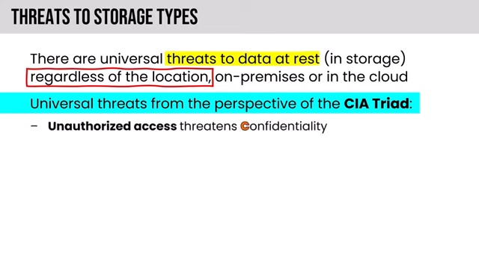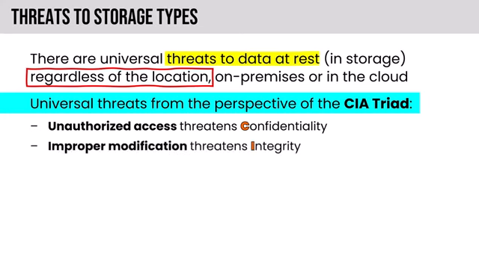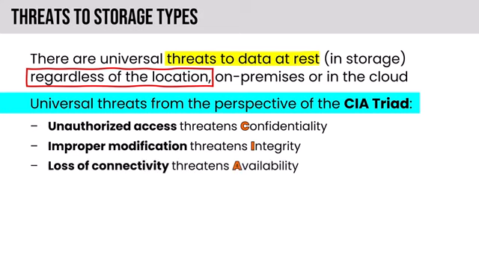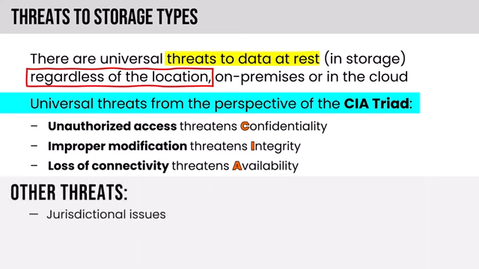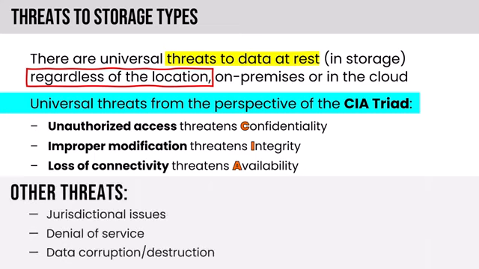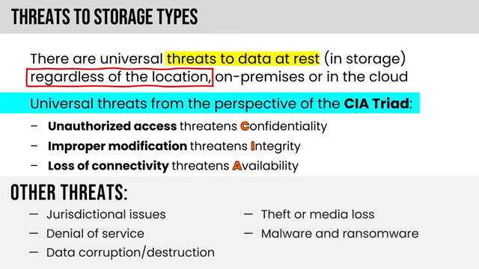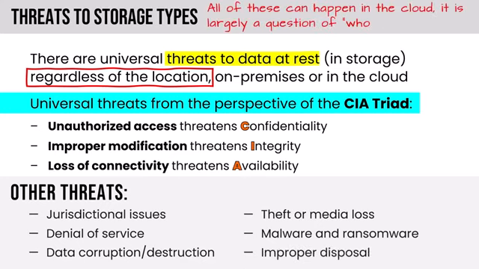So unauthorized access threatens confidentiality. Improper modification of data threatens integrity. And loss of connectivity threatens availability of that data. Other threats include jurisdictional issues, denial of service, data corruption or destruction, theft or media loss, malware and ransomware, and improper disposal. Now, all of these can happen in the cloud. It's largely a question of who's responsible for prevention and recovery. So let's run through these one by one.